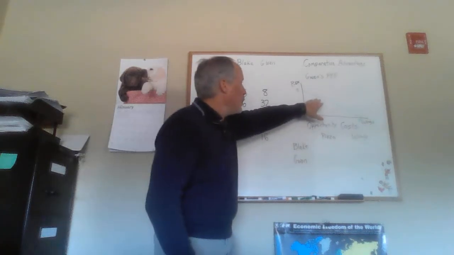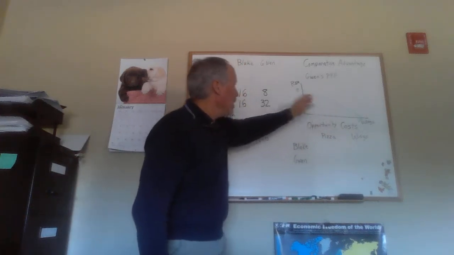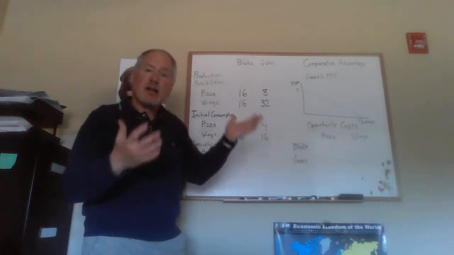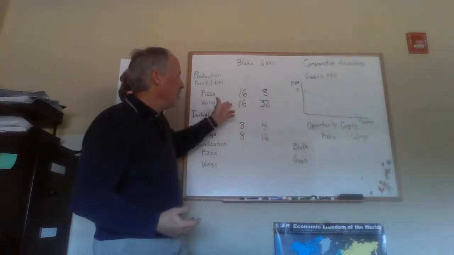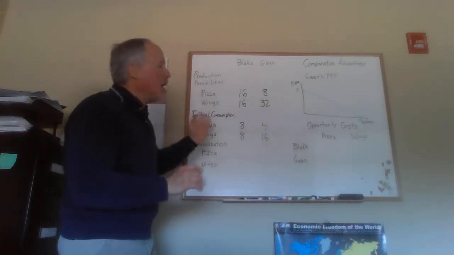So we have Gwen's production possibilities frontier graphed here. We could also graph Blake's. He's got a production possibilities frontier. His intercepts would be 16 and 16.